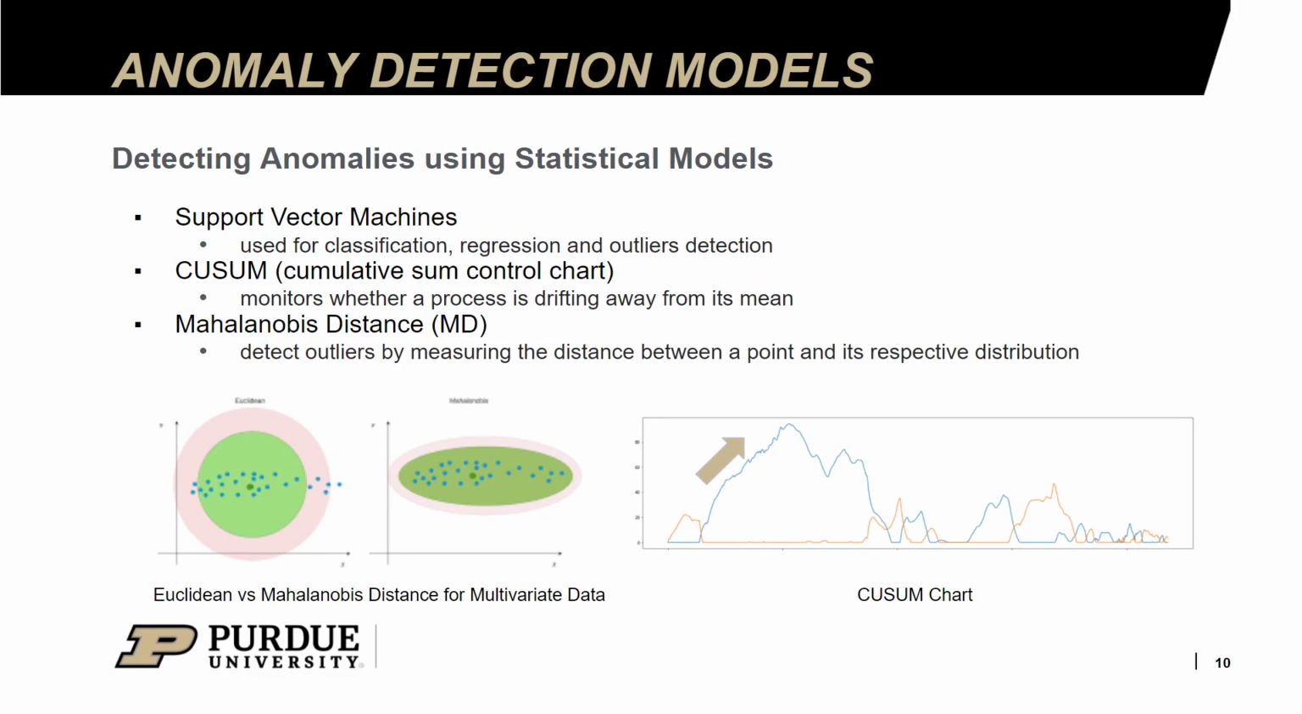Now that we had our prepared data set, we were ready to start modeling our data through several models to see if we could detect anomalies. A couple of the models that we used were support vector machines, CUSUM, and Mahalanobis distance. All these we would run the data through and use each one to try to detect anomalies within the data.